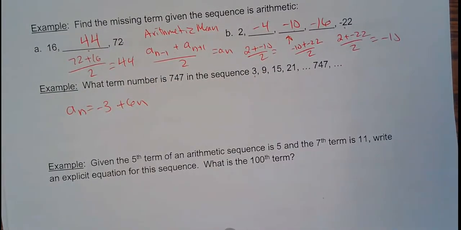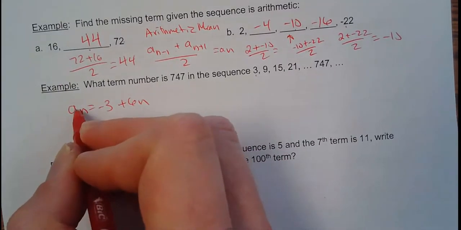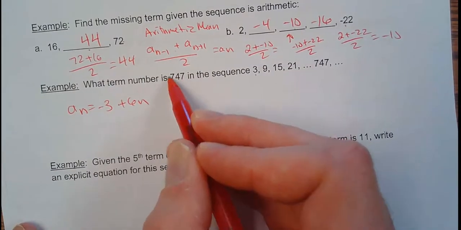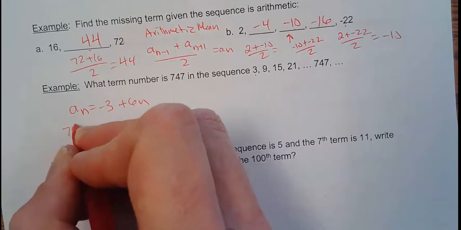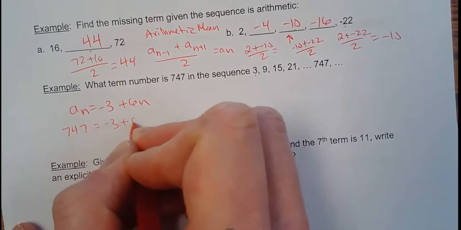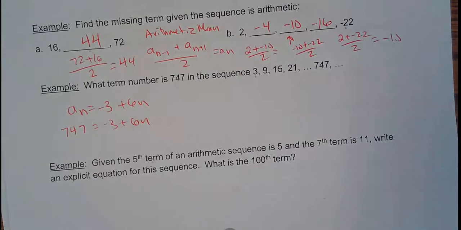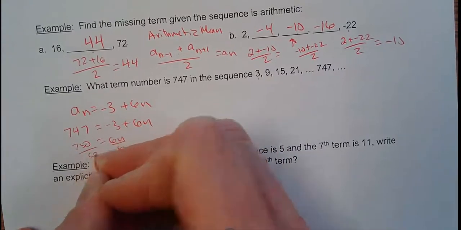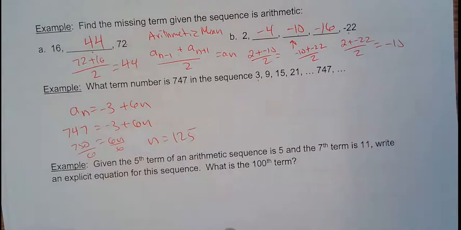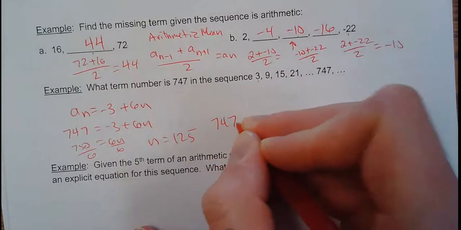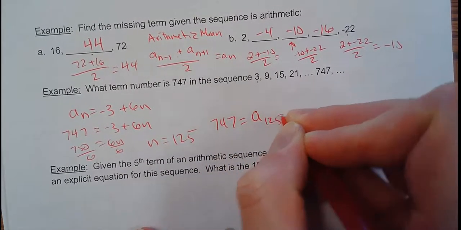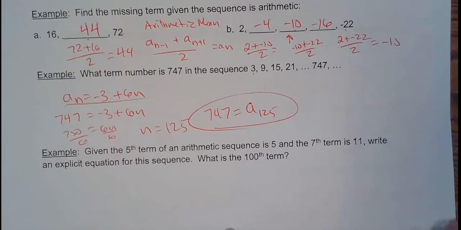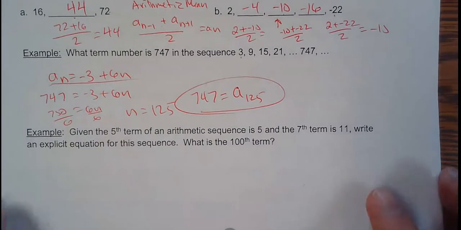Now plug in what you know, okay? I want to know what the nth term is. I don't know what n is yet, but 747 is the value. So I'm going to plug 747 in as the value of the nth term. What's n? Let's solve for n. Add 3 to get 750 equals 6n, divided by 6. n equals 125. That means 747 equals a sub 125. So it's the 125th term in the sequence. Again, all that comes from knowing the explicit formula. If you know the explicit formula, you can find just about anything.